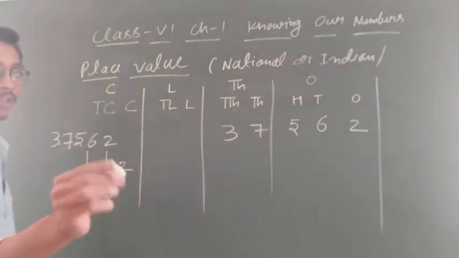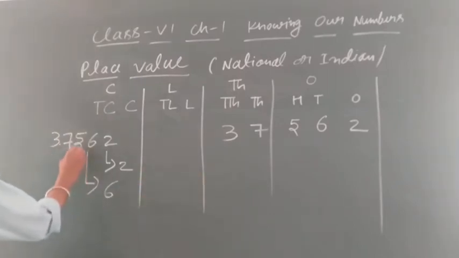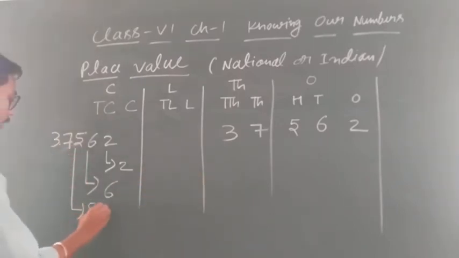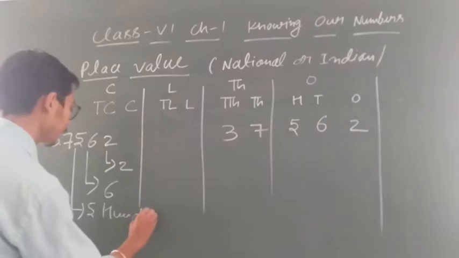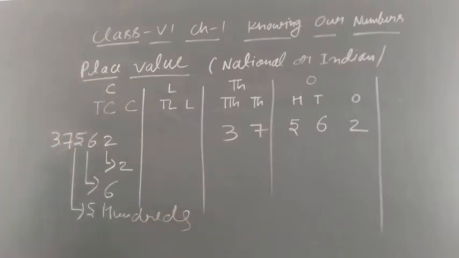But if I want to know the place value of 5, what you will write down is 5 hundreds. Okay? If I want to know the place value of 3, then ones, tens, hundreds, thousands, ten thousands: 3 ten thousands. Clear students? So this is about face value and place value.